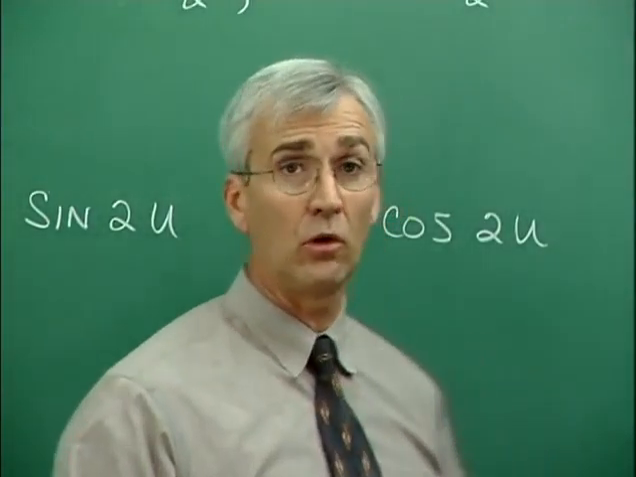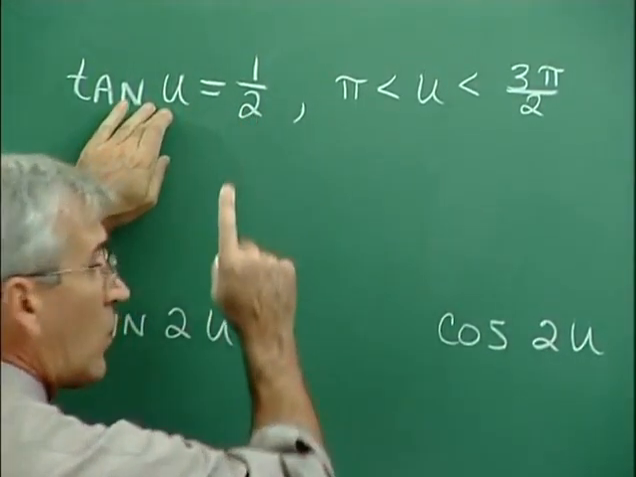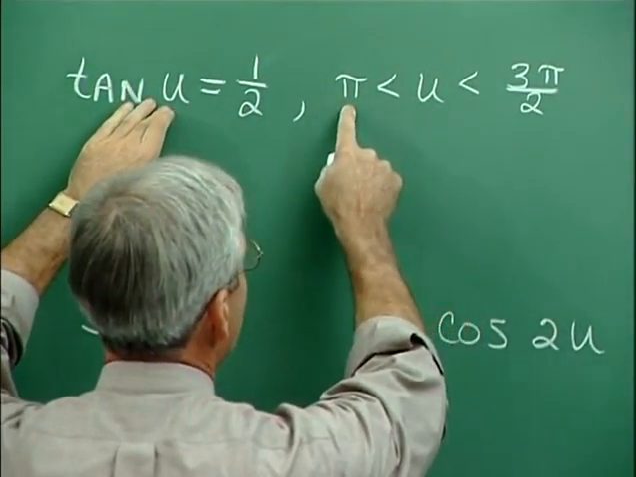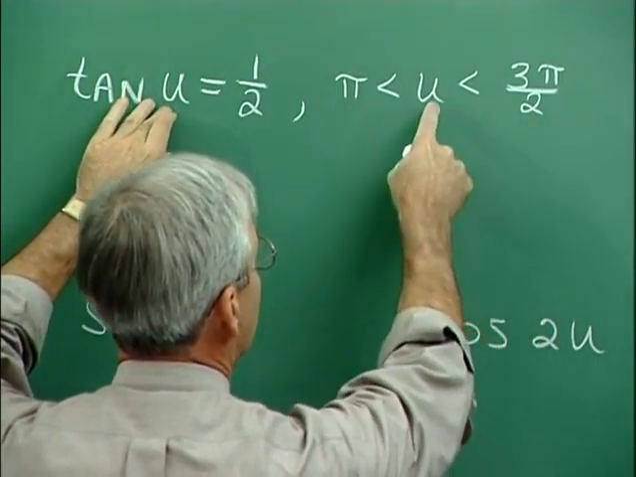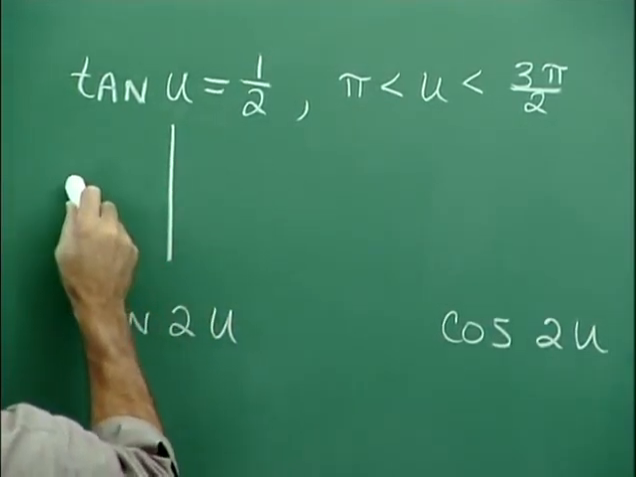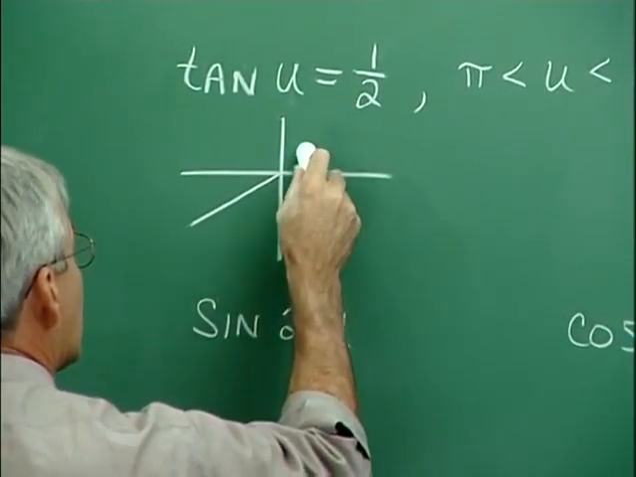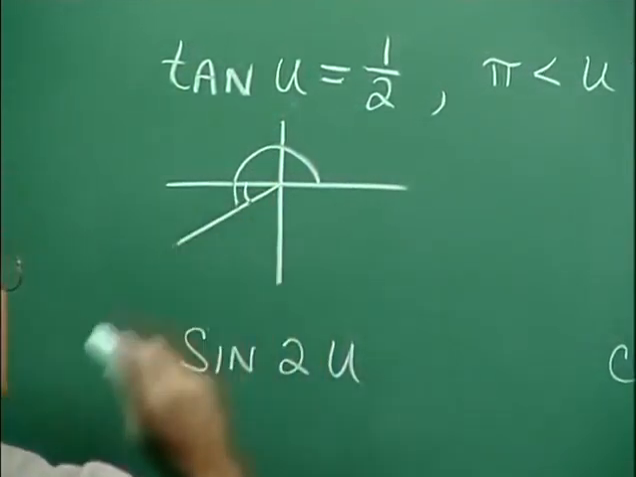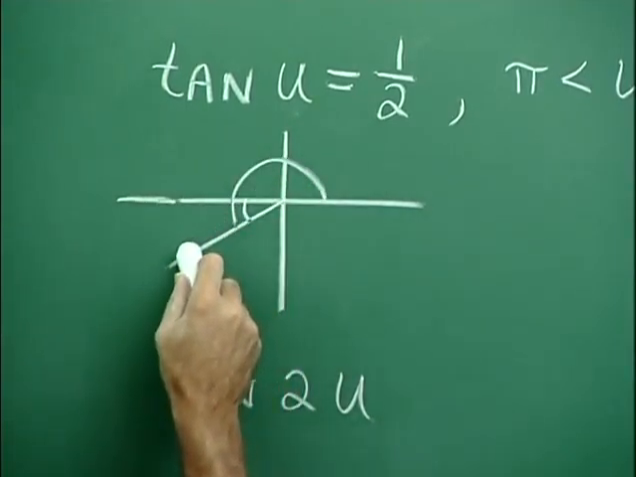In this problem, we're told that the tangent of an angle u is 1/2, and we're also told that u is between pi and 3 pi over 2. Now, this information simply puts the angle into the third quadrant. So we have a third quadrant angle. You see, it's this angle which has a reference angle in here, which causes a tangent of 1/2 to emerge.